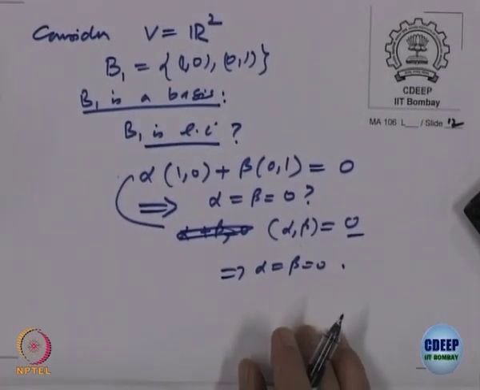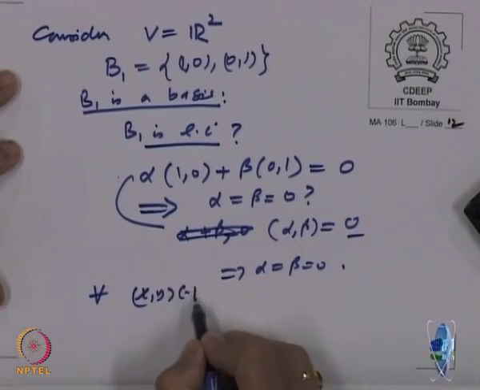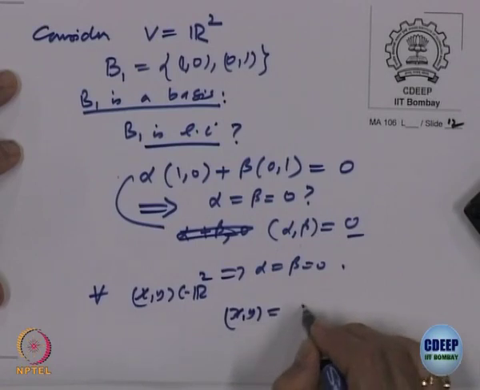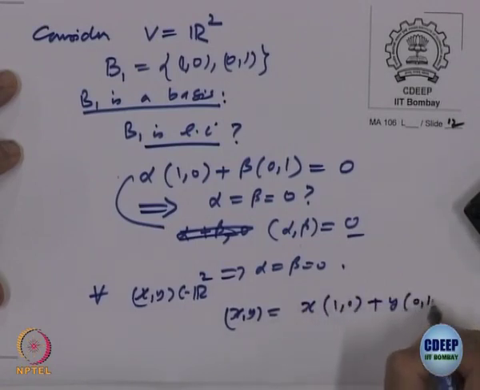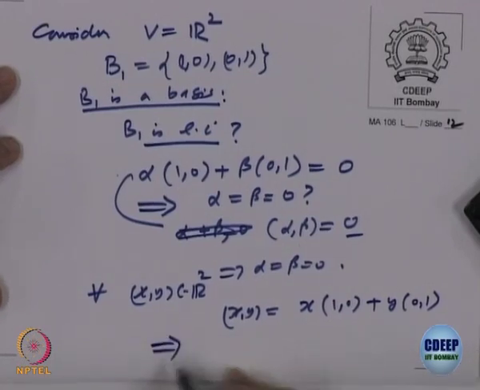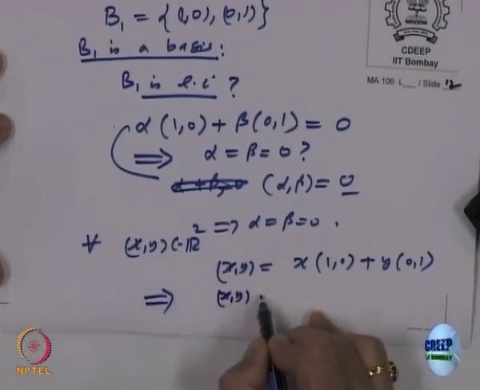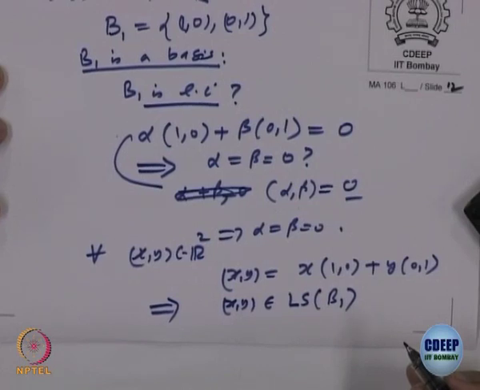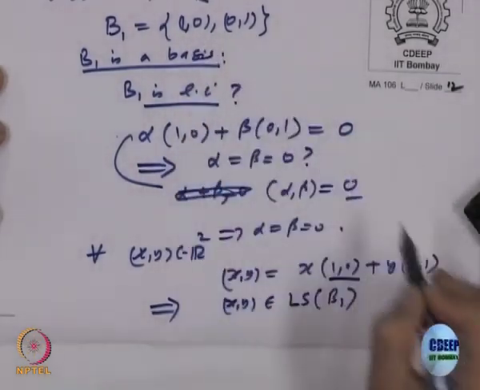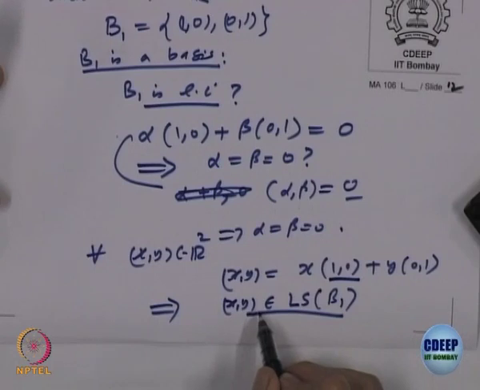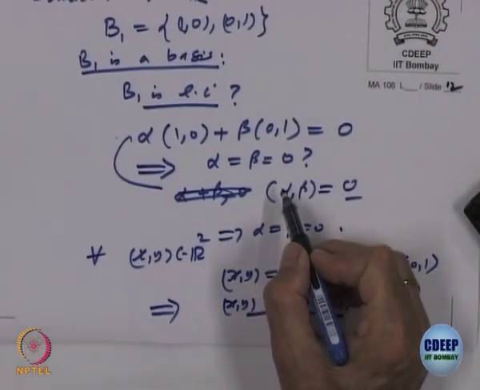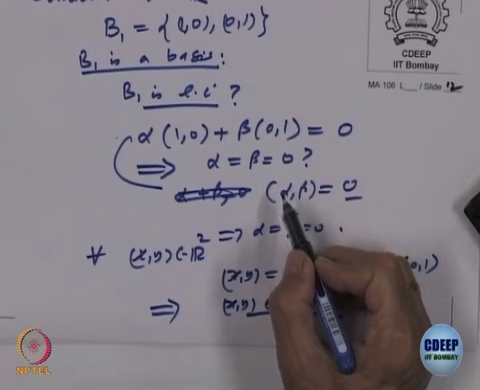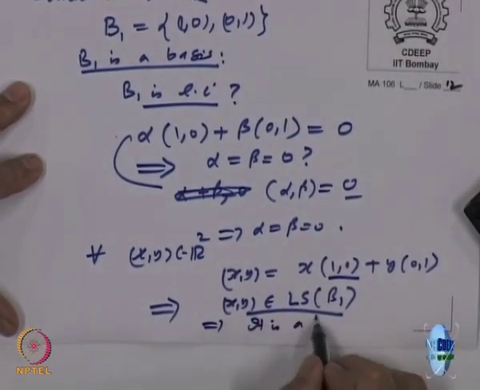So, linearly independent. I should check either it is maximal or it generates, either of it is okay. So now for every (x, y) belonging to R2, I can write (x, y) equal to x times (1, 0) plus y times (0, 1). So what does this imply? Any vector in R2 belongs to the linear span of B1. So the linear span of B1 is the whole space and it is independent. So L of B is equal to S, and with linear independence, that implies it is a basis.